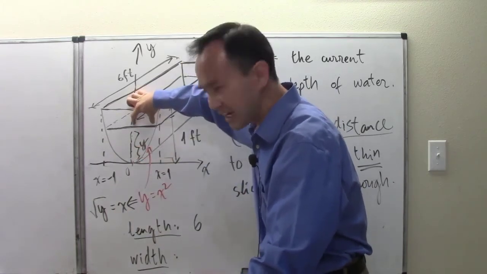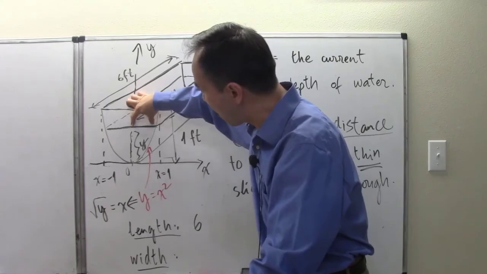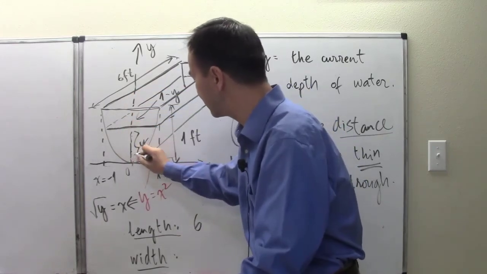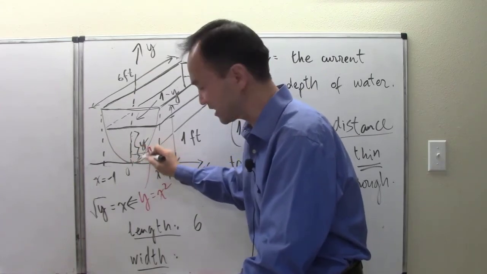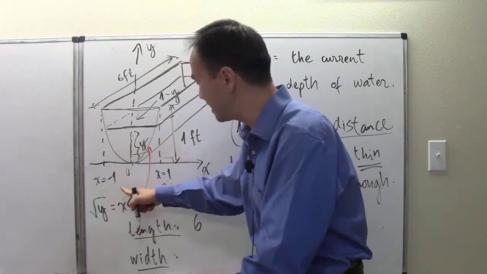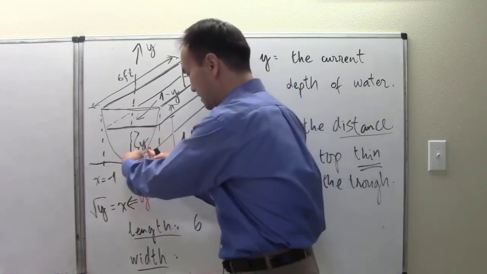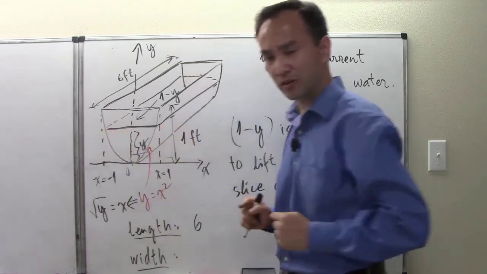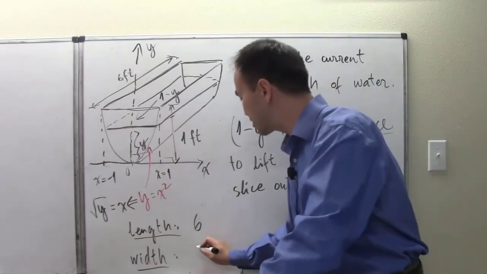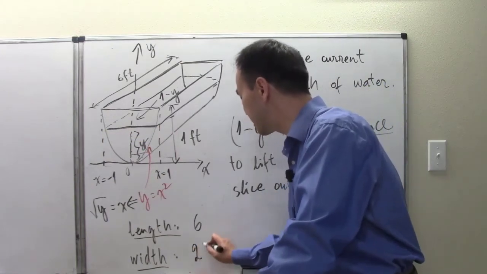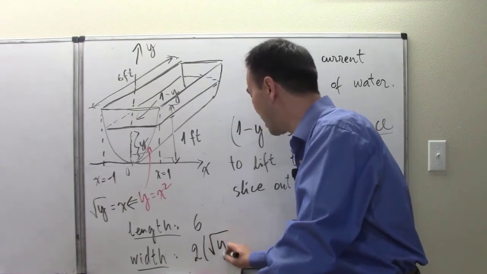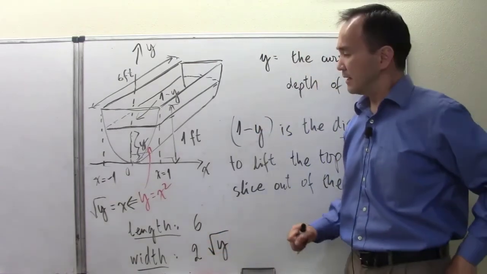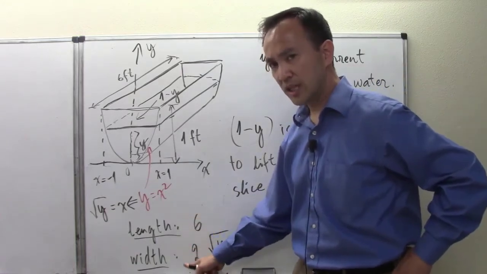So that means this height right here is square root of y. Because when you're down to that depth right here, that length over is x equals square root of y again. But that's not all of it. The whole width is double that amount. So really the width here is 2 times square root of y. That's how I'm seeing it. So now we have length and width.